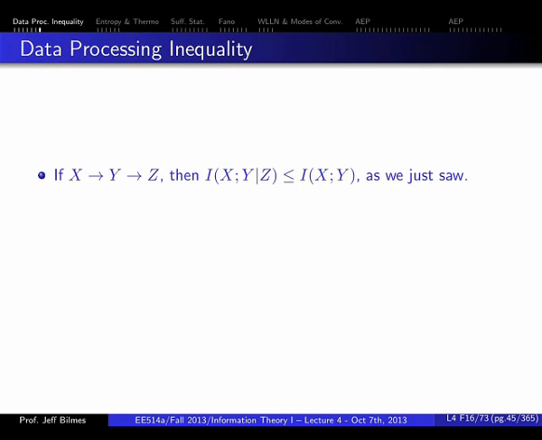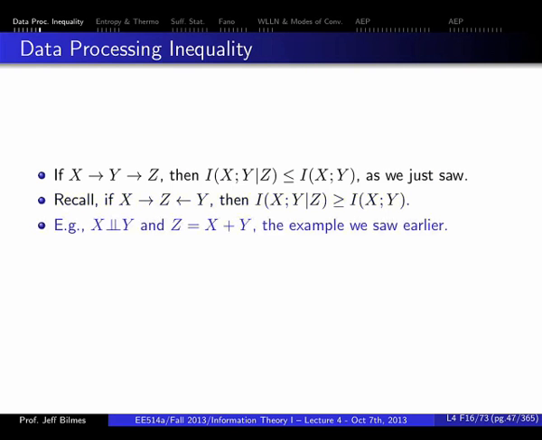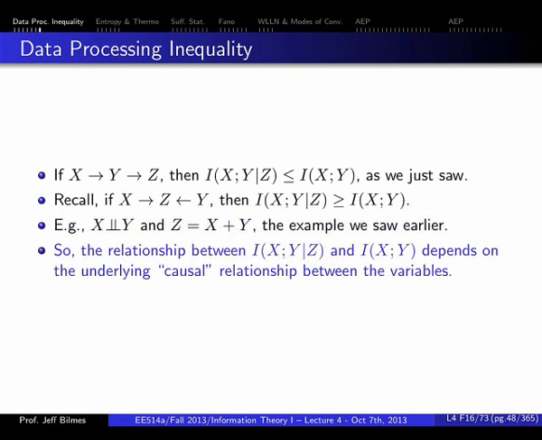Okay, so we've got the data processing inequality. And we have the other thing that we saw last time: if X and Y together cause Z, then the conditional mutual information is greater. We have this, for example, when X is independent of Y, but Z is the sum of X and Y. So this is another example of how the conditional and the unconditional mutual information in general have no bound with respect to each other. It really depends on the particular setup of the collection of random variables, or you could think of it as the underlying causal relationship between the variables.